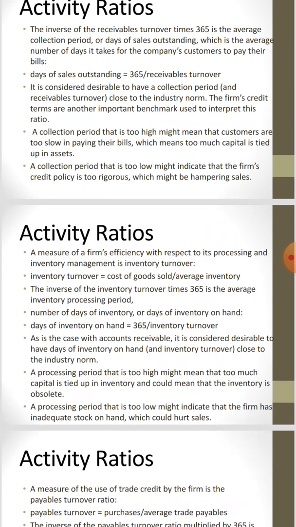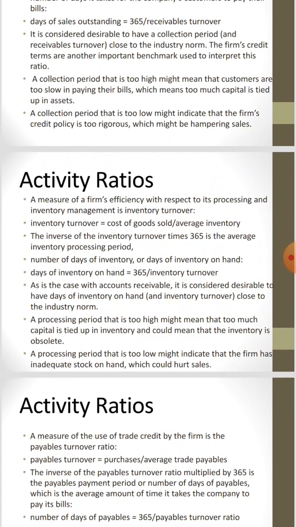And then we move on to inventory turnover, which we find by saying cost of goods sold divided by the average inventory. And then to find our number of days of inventory, or days of inventory on hand, we say 365 divided by the inventory turnover. Okay. It tells us how long it takes from the time that we buy our inventory to the time that we sell it. It is also desirable if it is close to the industry norm.